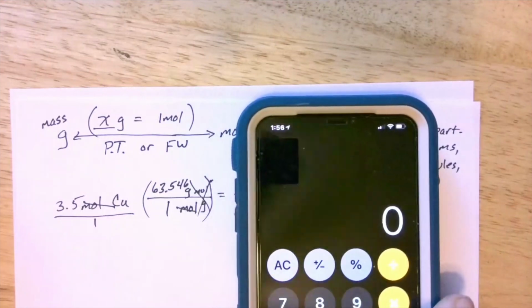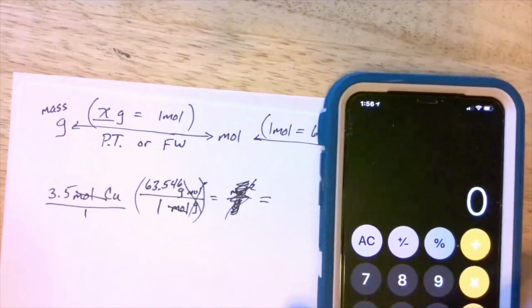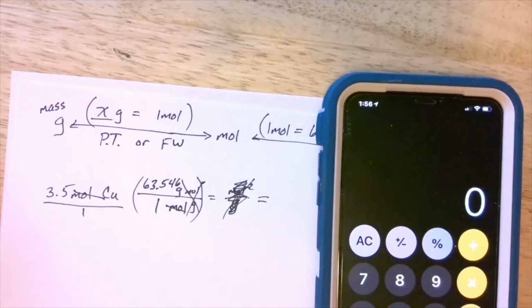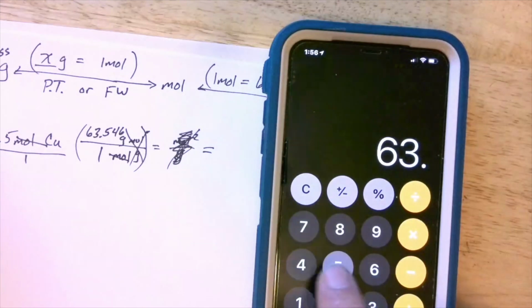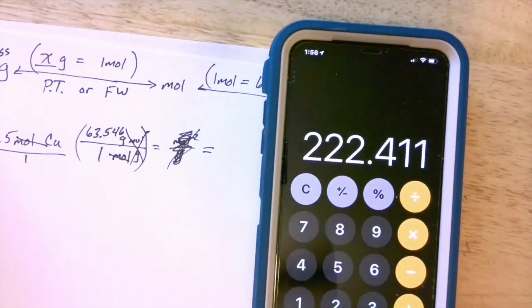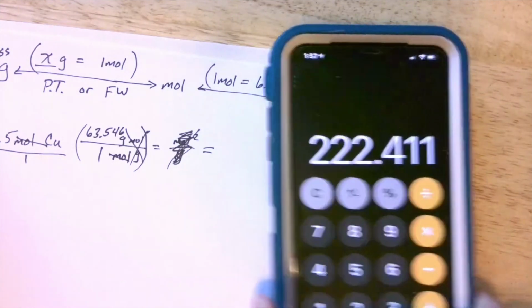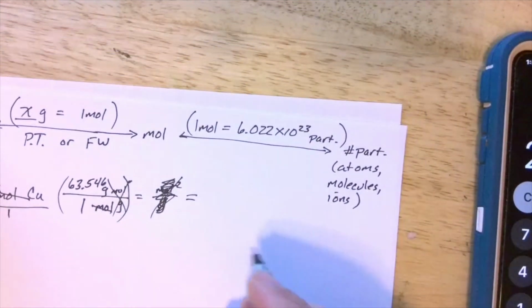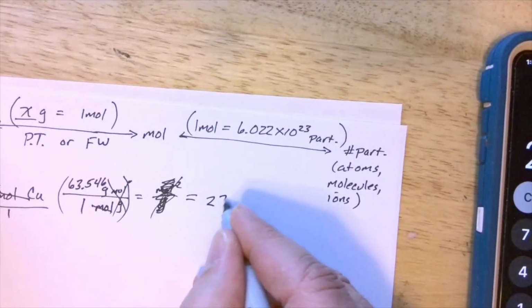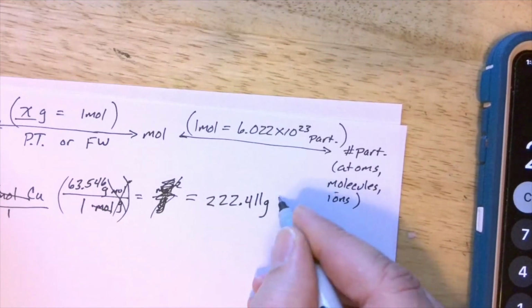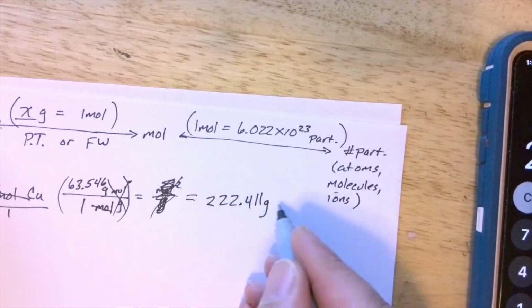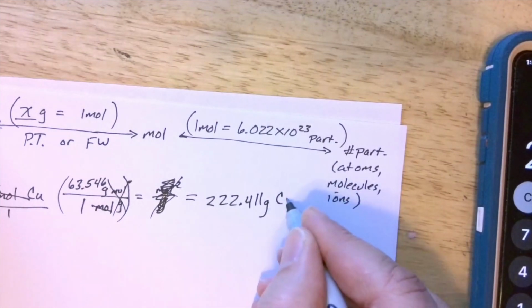Alright, so I'm going to take 3.5 times 63.546. I get 222.411. So that's my answer here. 222.411 grams. And also, you write the number, the unit, and what substance you are dealing with.